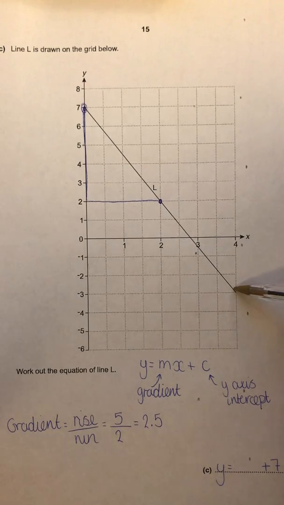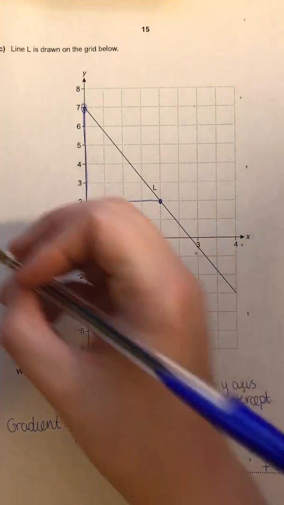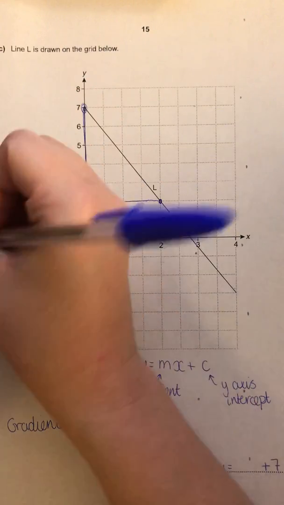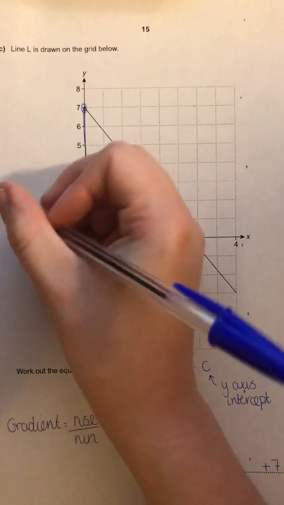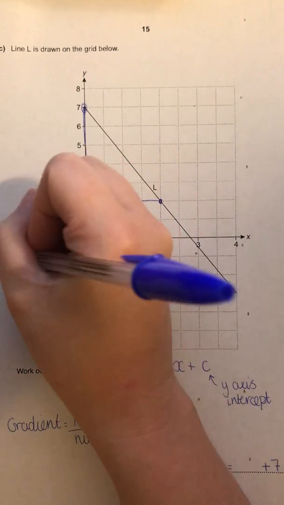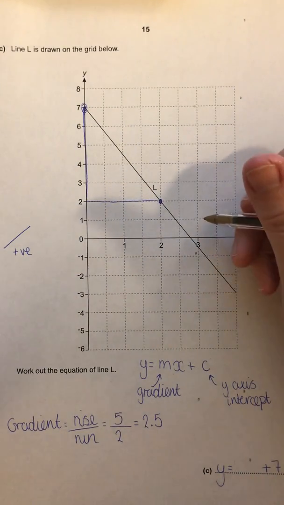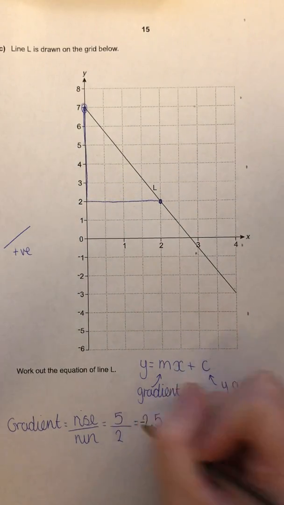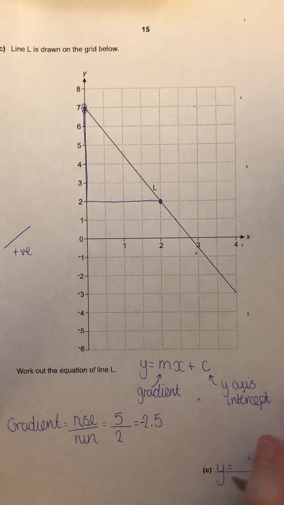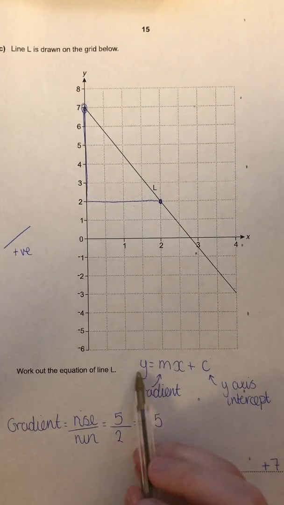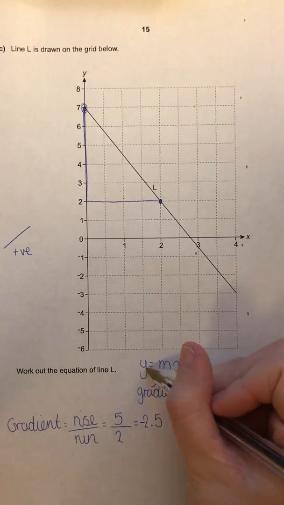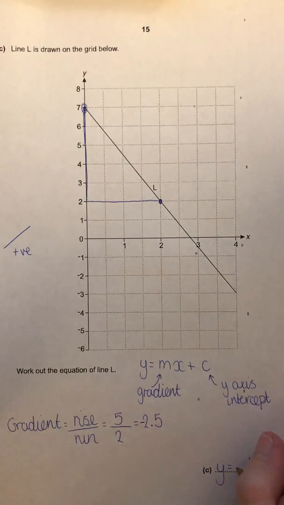And this here is a negative graph. So if your graph goes down like this, it's a negative graph. If your graph goes up like that, it is a positive graph. This one's negative, so the gradient is going to be negative 2.5. So I'm going to pop that into our equation here. So it'll be y equals negative 2.5x plus 7.